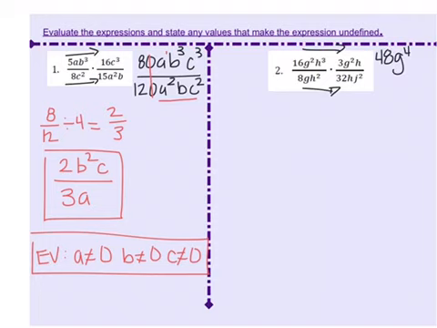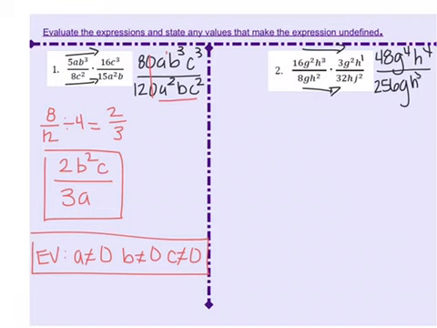And then an h to the 3rd and an h is going to give me h to the 4th. Remember, there's that imaginary 1 there. Divided by 8 times 32 is 256. I have a g, an h squared, and an h, so I'm going to get h to the 3rd.